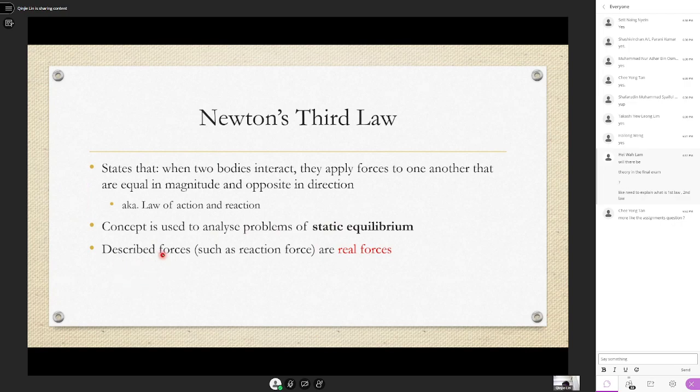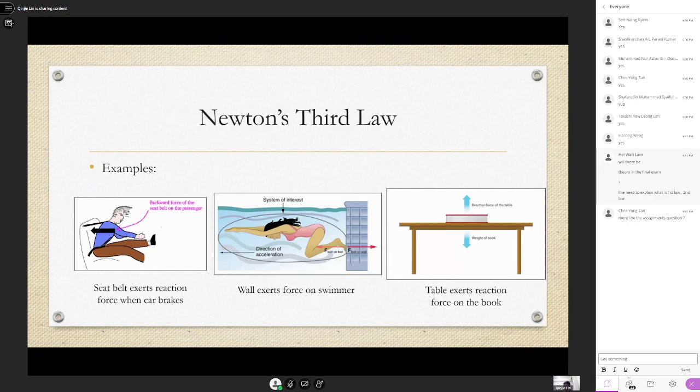Newton's third law describes forces, and these forces are real forces. What do I mean by they are real forces? These are some examples. Let's say you're in a car and you e-brake. You're belted up, so there's a seat belt. If you e-brake and you want to fly forward, the belt will try to hold you back. That's what a seatbelt is for. So the belt will apply a force onto you, actually because you apply a force on the seatbelt. That's why the seatbelt exerts a reaction force back onto you that tries to keep you safe. This is based on Newton's third law.